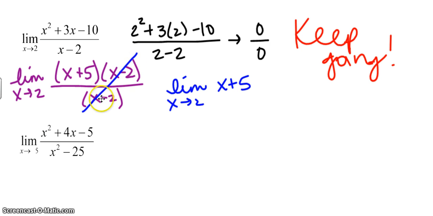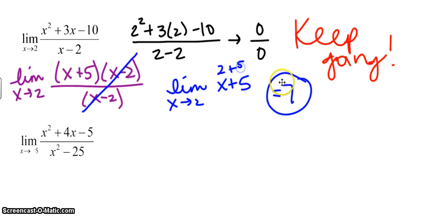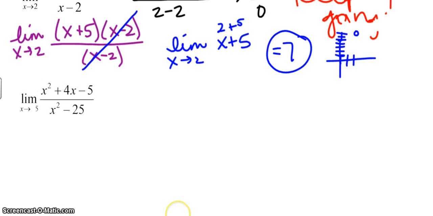Because again, I don't care what's going on at 2. At 2 I know that there's a hole. I care about what's going on near 2. And near 2, my function is going to be approaching 7. So I plug in 2 right here. 2 plus 5 is 7. So if I were to look at a graph, there would be a hole at the point (2, 7), because approaching from either side, in some capacity, we are approaching the value of 7 as x is approaching 2.